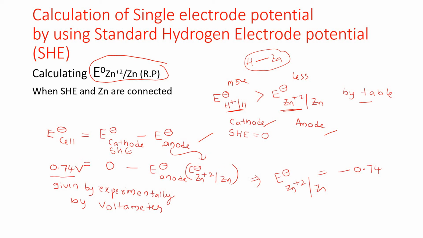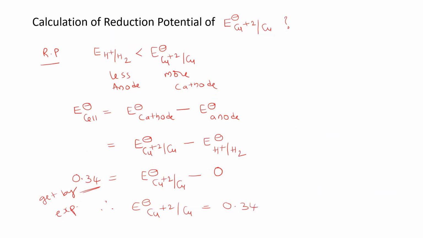This value we get by voltmeter or potentiometer. A display will be there, and experimentally we get the value as 0.74. The display shows only the difference between the two; it never shows the reduction potential of a single electrode. So the difference here is 0.74. With hydrogen as 0, the zinc becomes negative, so the value will be minus 0.74.